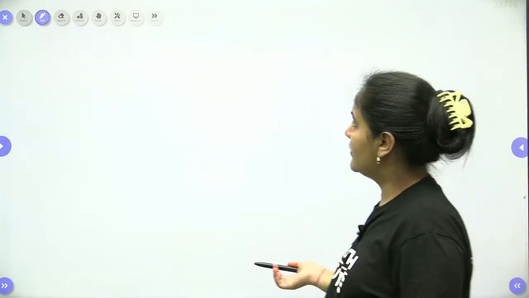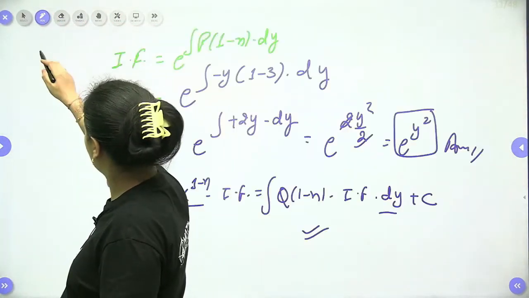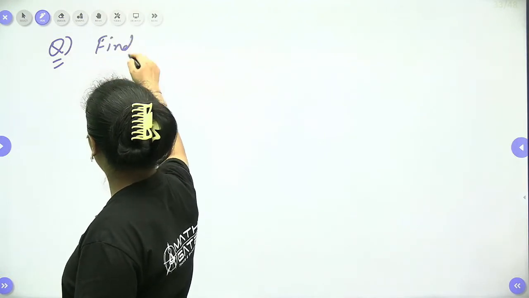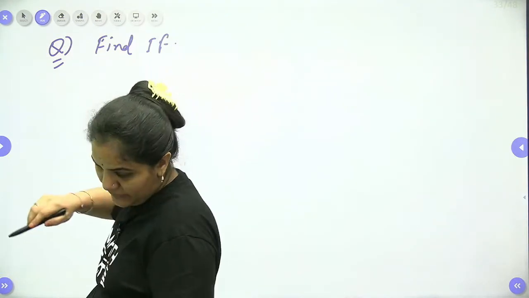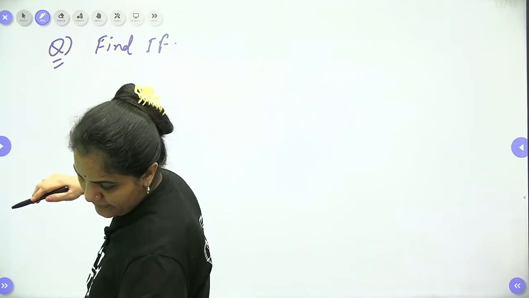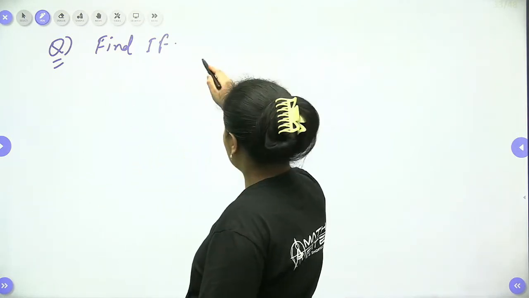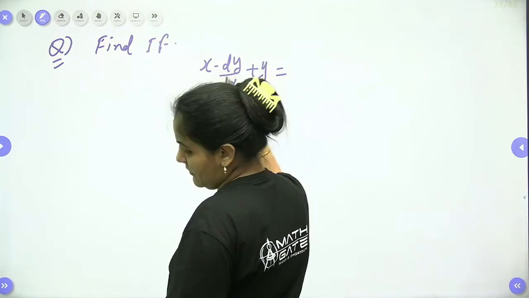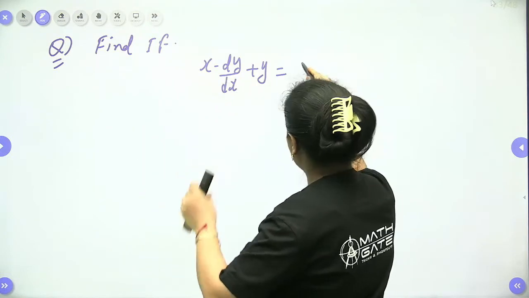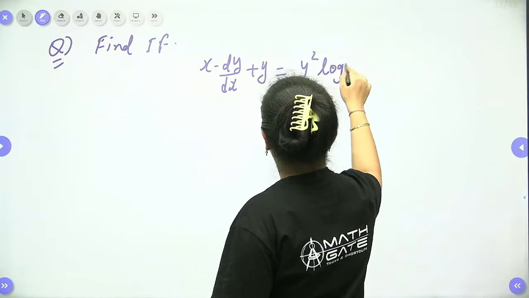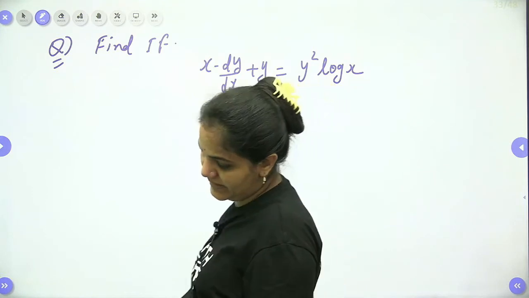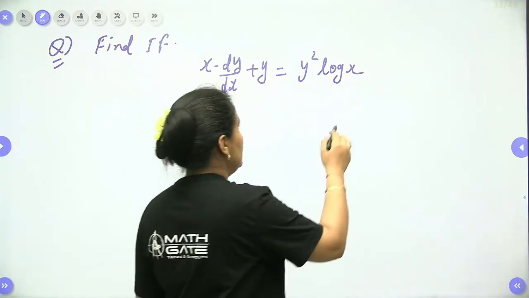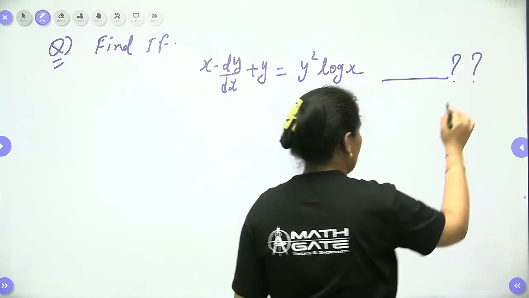Now let me ask you one more question. Let me ask you one more example of finding the integrating factor. Find the integrating factor for the equation. We have one more equation, and this time the equation is x dy by dx plus y is equal to y square into log x. Is it x dy by dx? Yeah, exactly. x dy by dx plus y is equal to y square log x. So we have to find the integrating factor from here only.